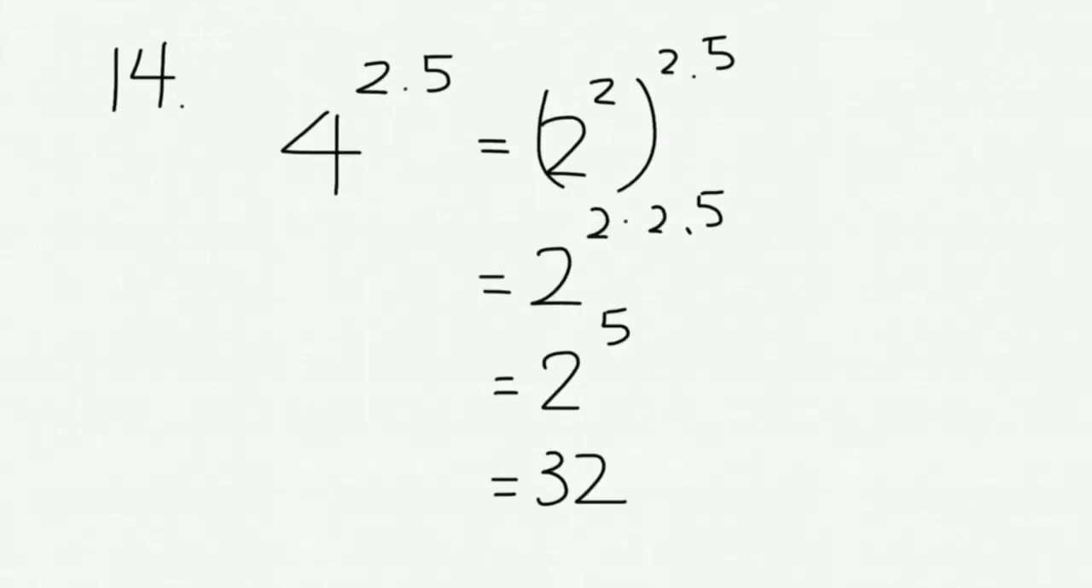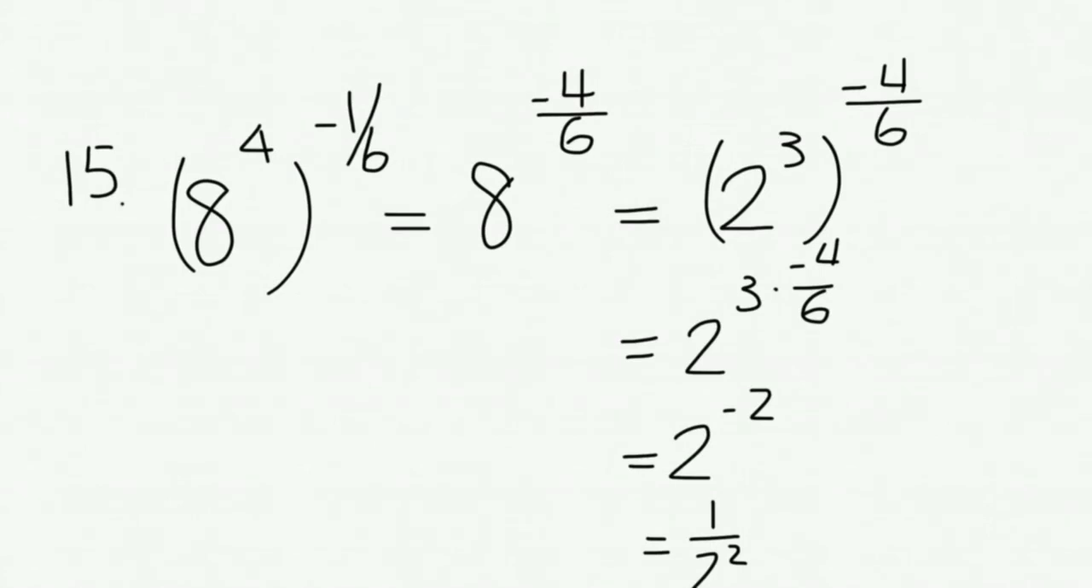Number 14, 4 raised to the 2.5 power. So again, I'm rewriting the 4 into 2 raised to the 2nd power. Power of a power property. 2 times 2.5 gives me a whole number, 5. 2 raised to the 5th power equals 32.